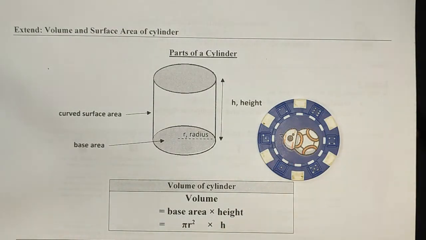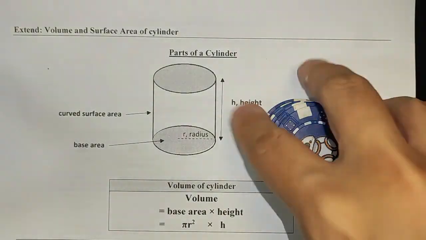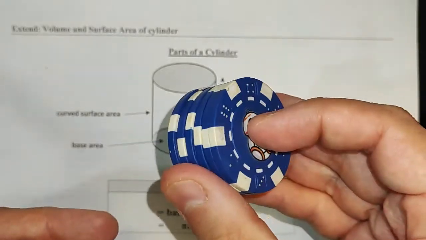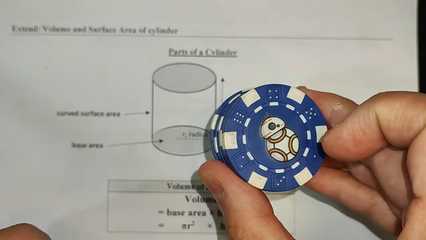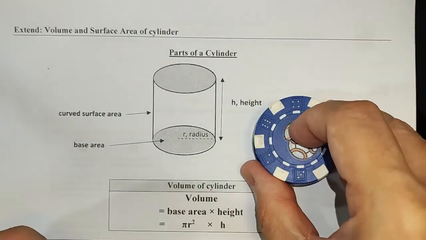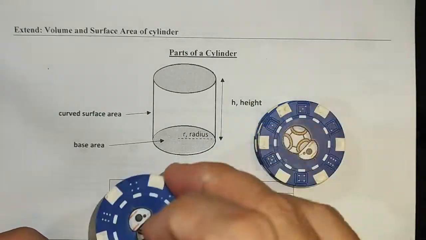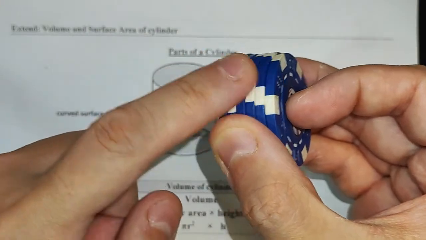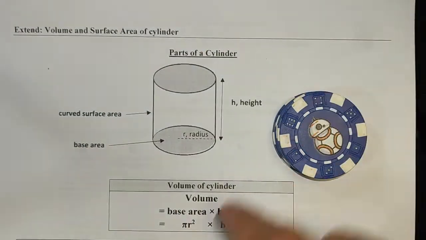Same principle. I basically stack up a bunch of circles, and it forms a cylinder, right? A 3D figure, a cylinder. So the whole volume of this is basically the area of one circle multiplied by the height that I stack them with, right? And that will give me the volume.